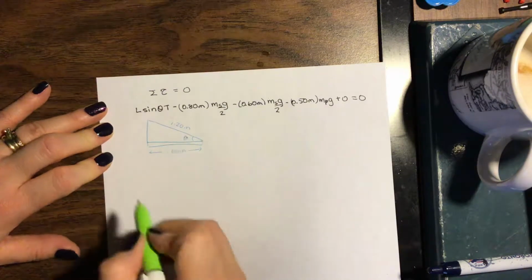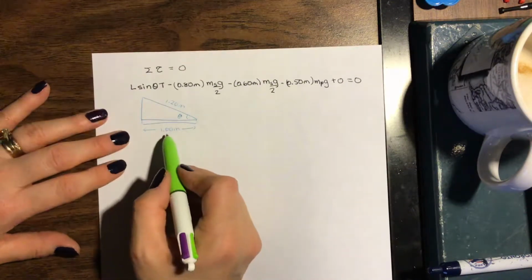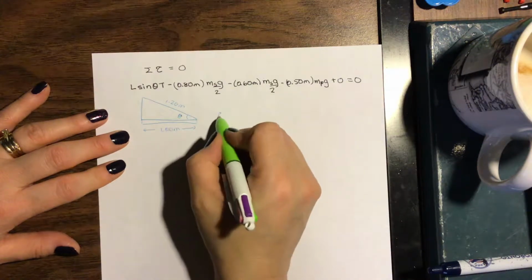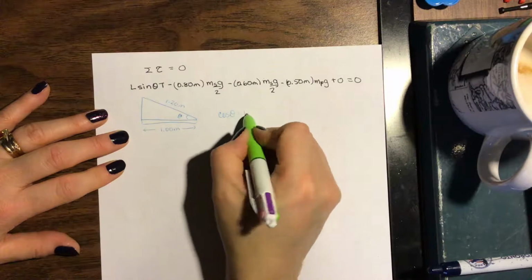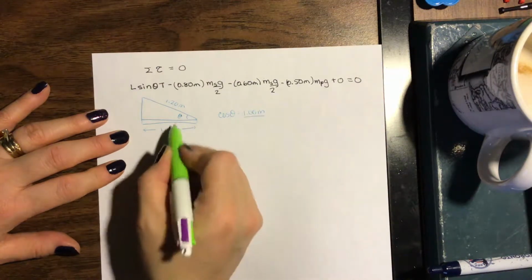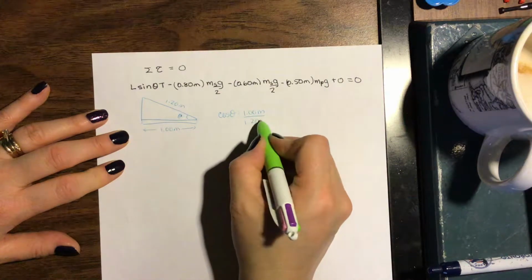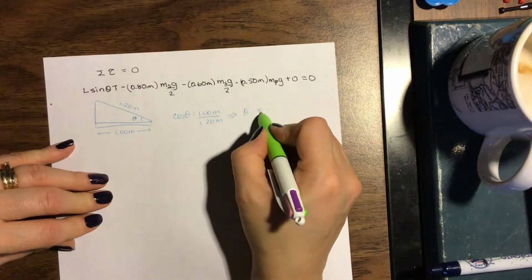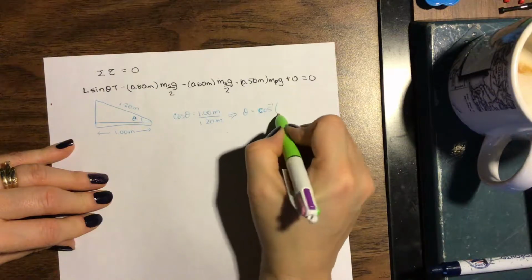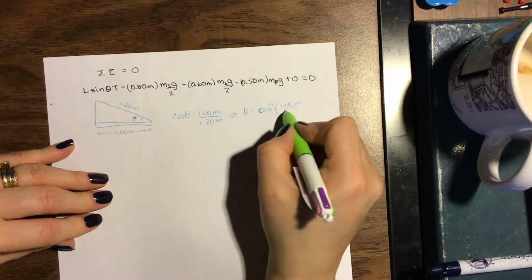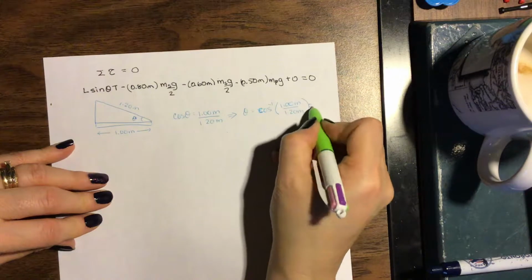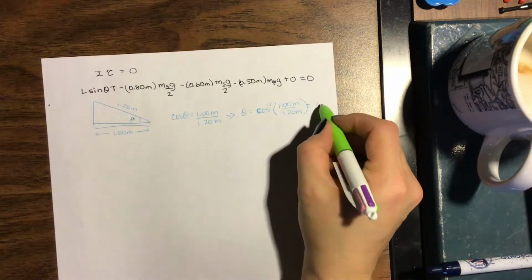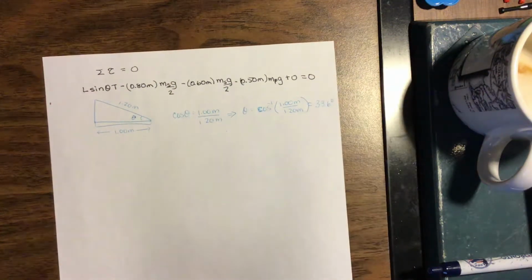If we think about our geometry, our trigonometry, we see that 1 meter is adjacent to this angle, so cosine of theta equals 1 meter, the adjacent, divided by the hypotenuse, 1.20 meters. So it means that theta is going to be the inverse cosine of 1 meter over 1.2 meters. When we do that in our calculator, we get an angle of 33.6 degrees. Okay, so now we know the angle to put in right here.